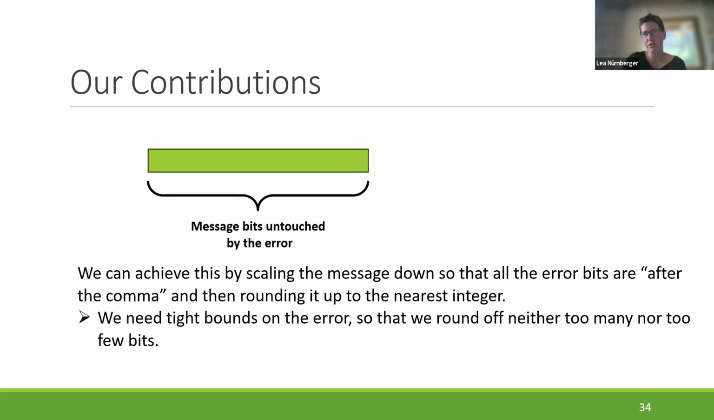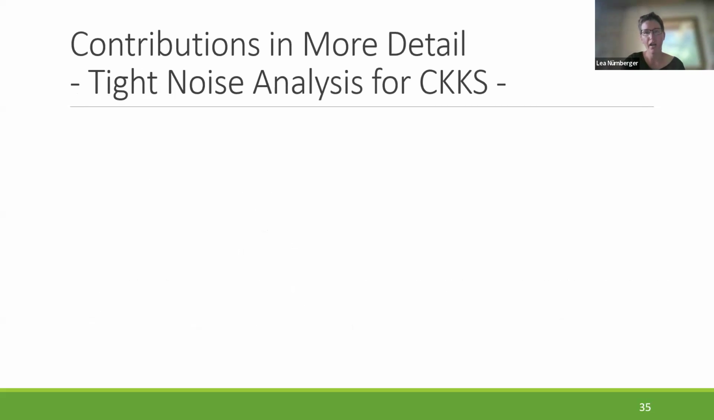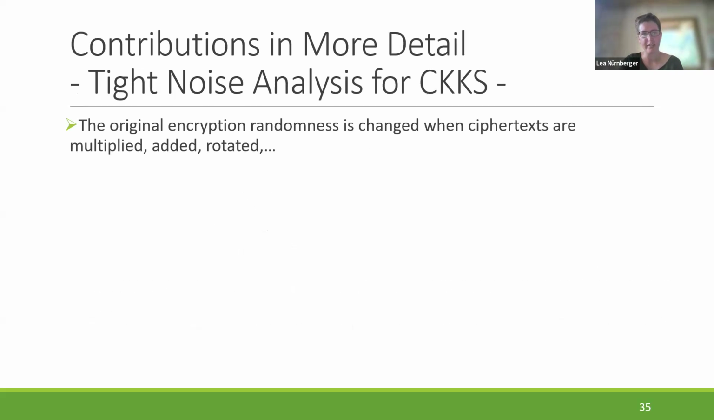But in order to do this with good efficiency, we need tight bounds on the error, so that we don't push too much of the green part onto the right side of the comma and round it off, but so that we essentially keep all the untouched bits and only round off the touched bits. So this is the first thing that we did in the paper. We propose a tight noise analysis for CKKS. And we do this by using average-case noise analysis.